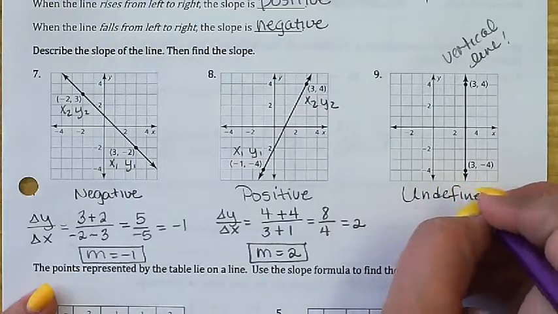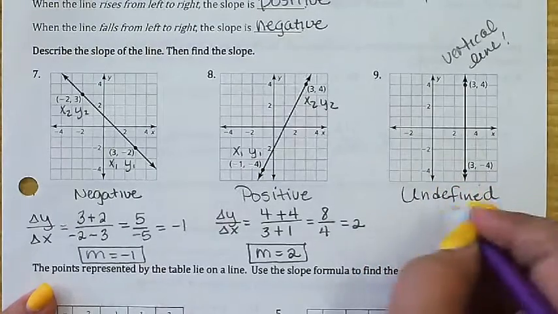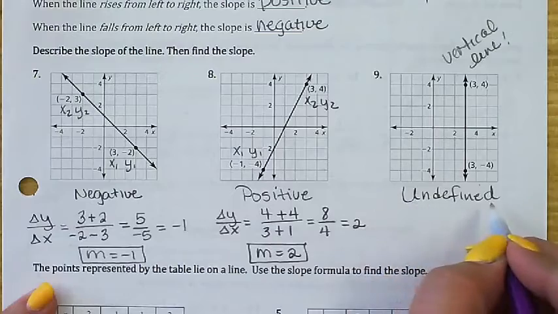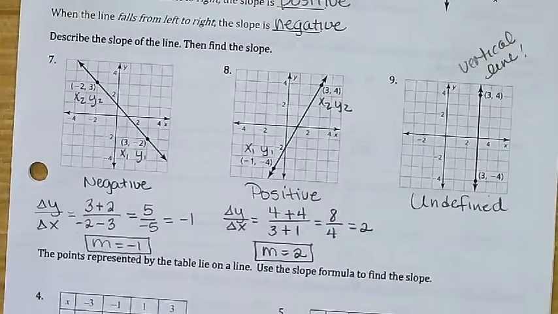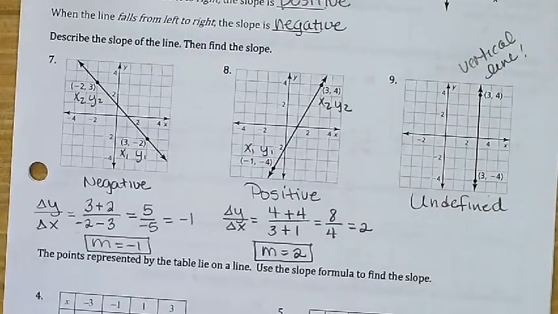Now let me show you why we know that and why that is. Undefined means it has no, don't say 0. This is not a 0 slope, okay? This is not a 0 slope. It is undefined. Those two things are very different. Let's see. I'm going to pause this for just a moment.